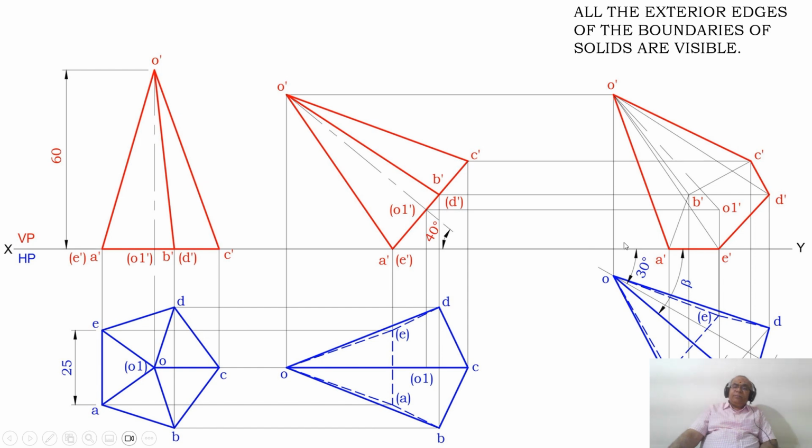So this is how it will be. Of course, you have to join all these lines by means of a thin line. Then you apply the condition of visibility. All the exterior edges of the boundaries of the solid are visible. Which are all the exterior edges of the boundaries? O dash to A dash, it is on the boundary.